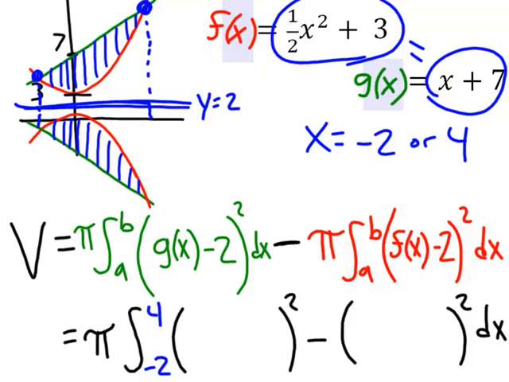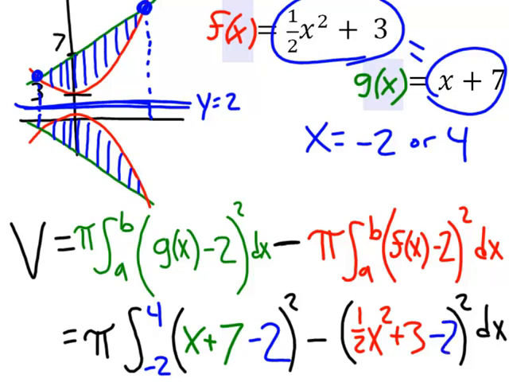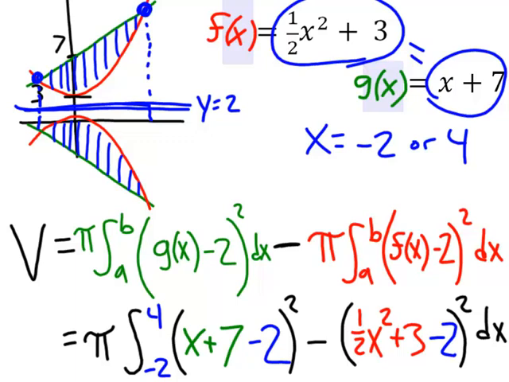And for the g of x minus 2, we'll put g of x plus 7 minus 2. And for the f of x minus 2, we'll put f of x, 1/2 x squared plus 3, and again minus 2, because that radius has been shortened by 2, just like the other one. Okay, and as I've mentioned in the previous videos, if you were just asked to set up the integral, this is where you would stop and put a box around it.